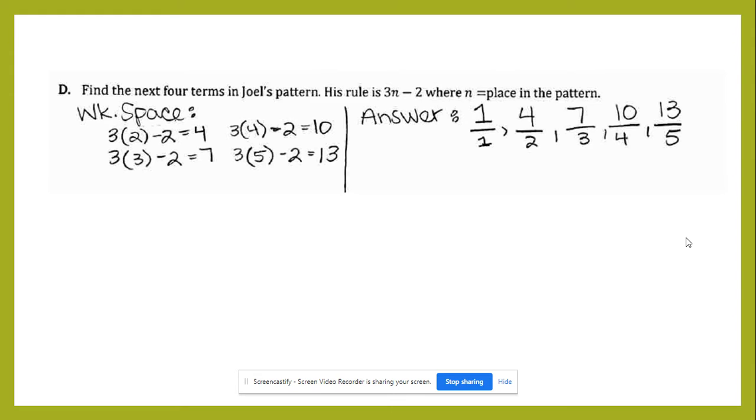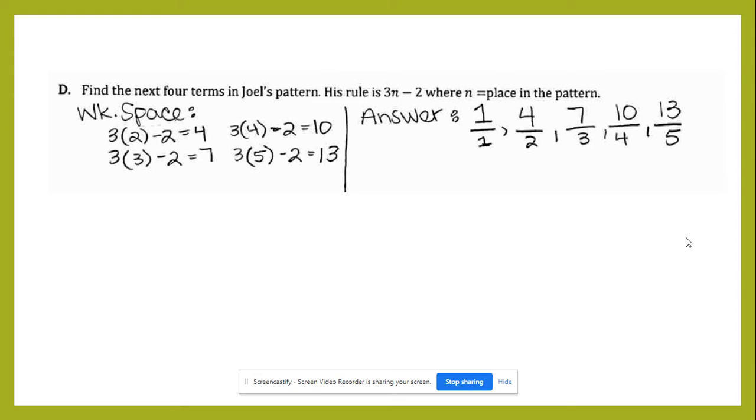So in my little workspace area, I've shown what it looks like when I plug in the number 2. 3 times 2 is 6, minus 2 would give me 4. So in the second spot, I should have the number 4. Plug in the number 3 for the third spot, or the third term. Pops out the number 7. In that little workspace, you can see where I'm plugging it in using those parentheses. Please make sure that you do include a workspace.